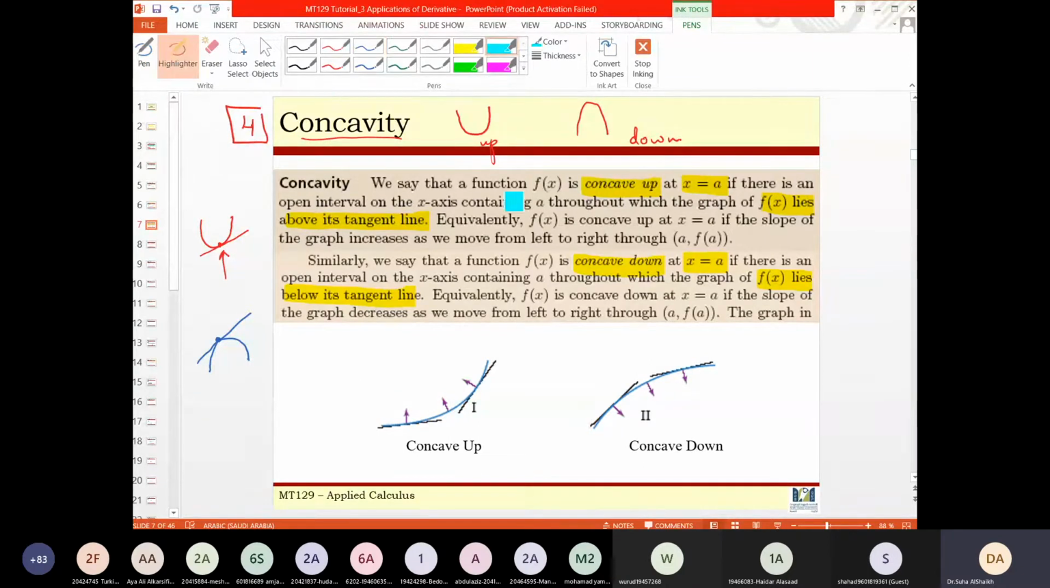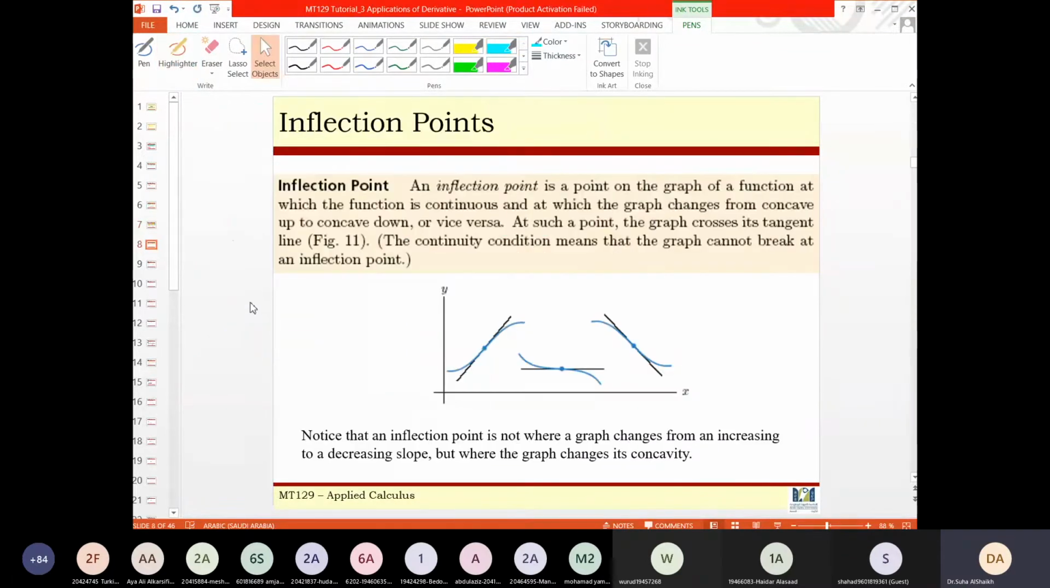Another way to say it, and we say it's concave up if the slope of the graph increases as we move from the left to the right, and we say it is concave down إذا كان السلوب decreases as we move from left to the right. Okay, mainly we are using this, and it's above the tangent line. So this is the concavity thing, and we have the number 5 thing اللي هو inflection point.